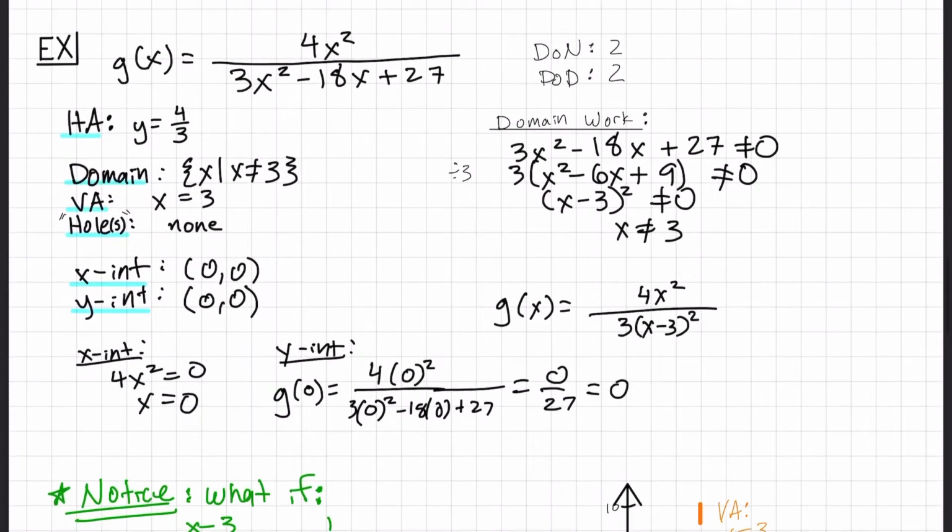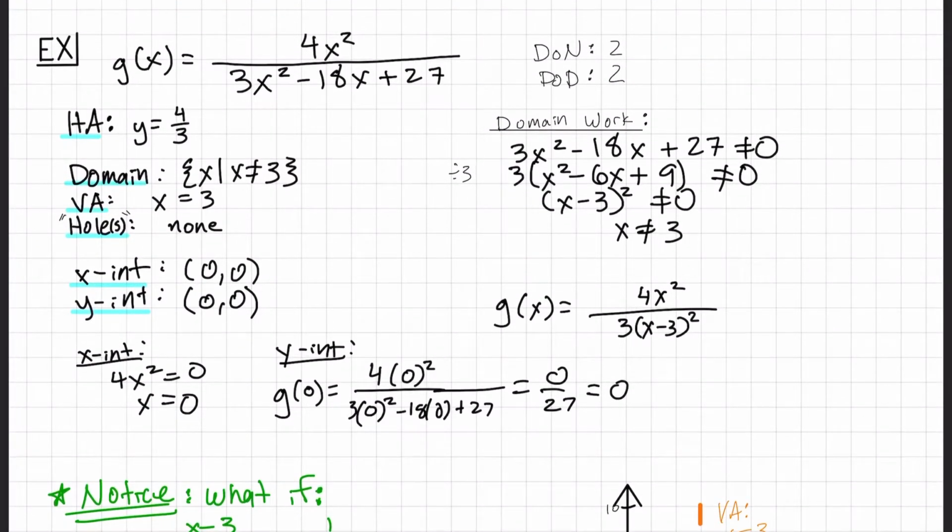So we have a few examples that we're going to walk through. All right, so I like to start with the DON and the DOD. So we have 4x squared on top over 3x squared minus 18x plus 27. So first, let's do our horizontal asymptote business.